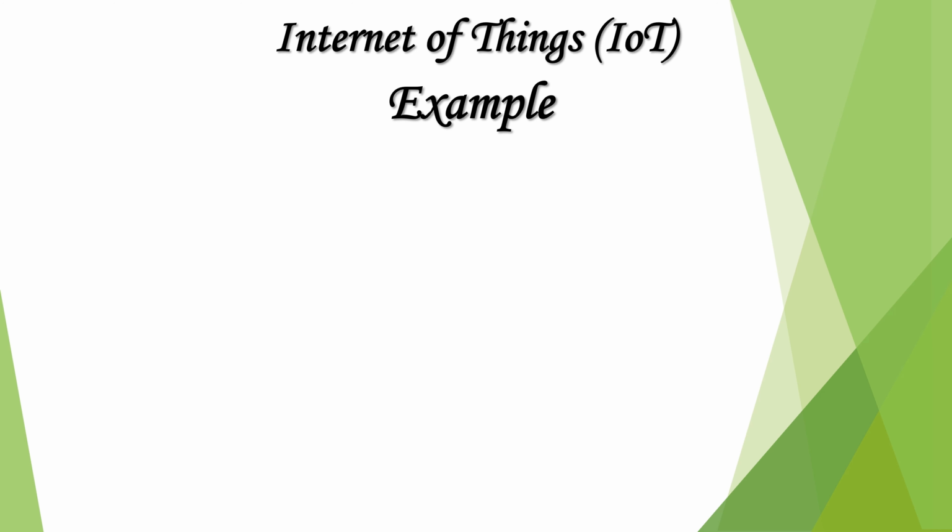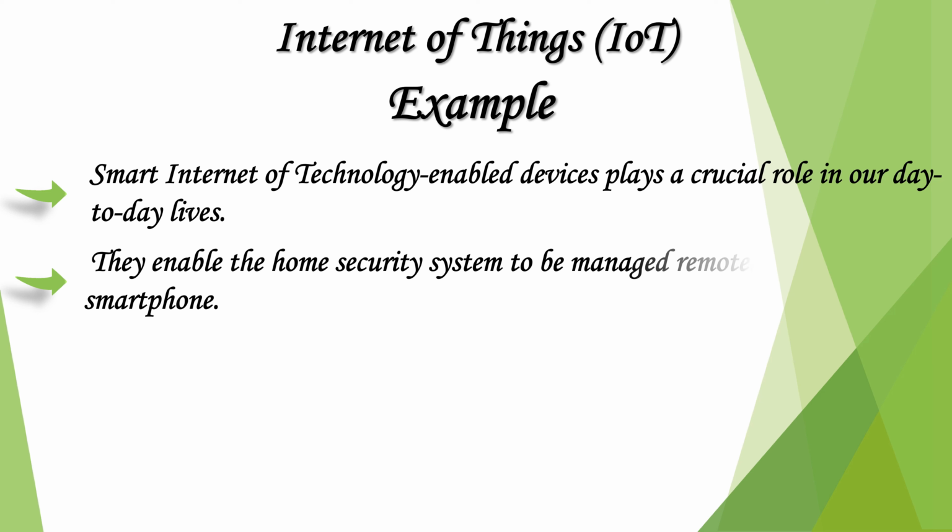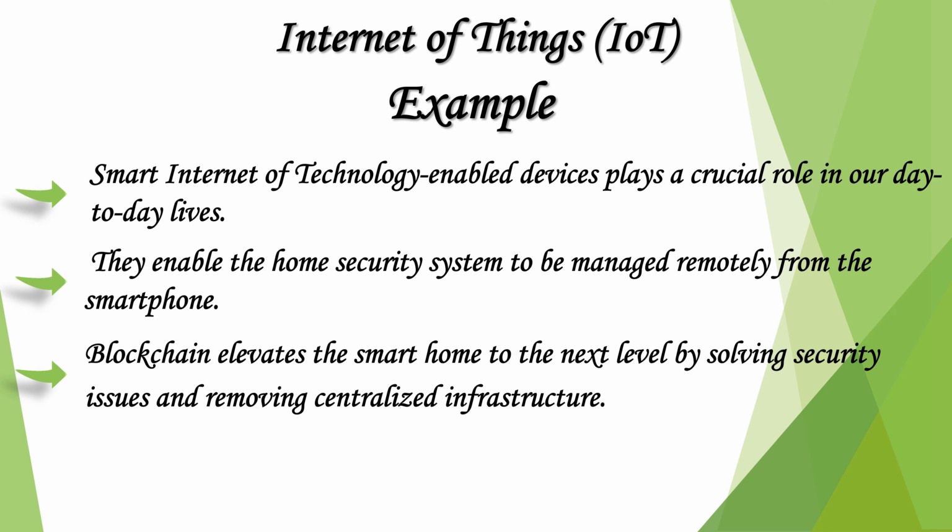For example, smart Internet of Things-enabled devices play a crucial role in our day-to-day lives. They enable the home security system to be managed remotely from the smartphone. Blockchain elevates the smart home to the next level by solving security issues and removing centralized infrastructure.